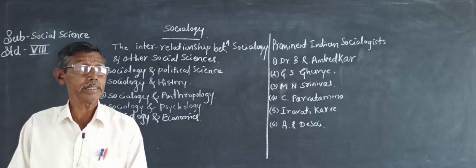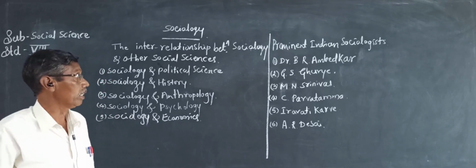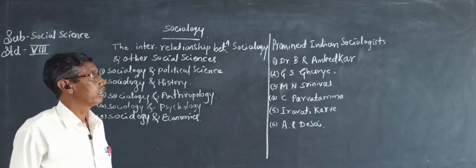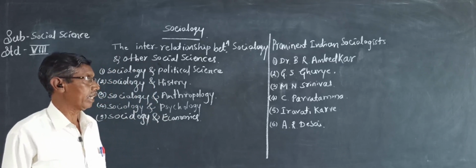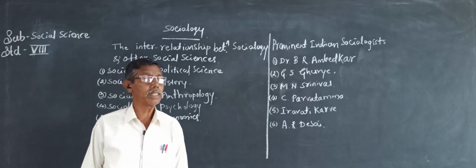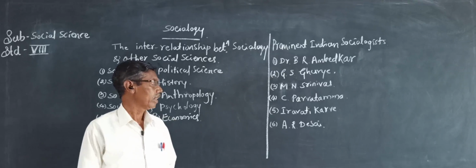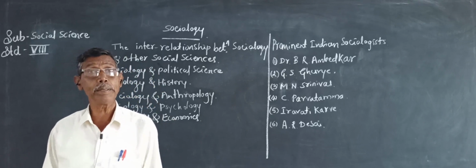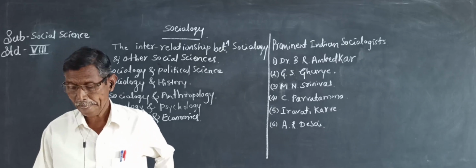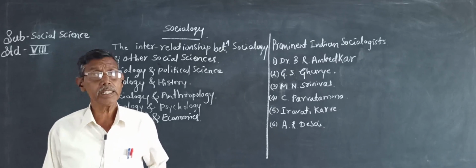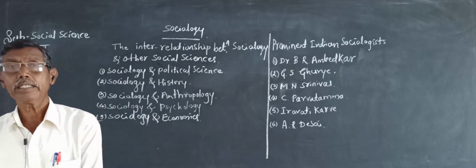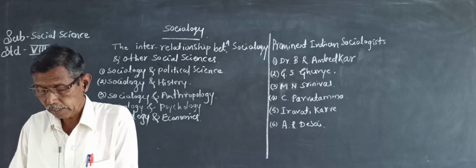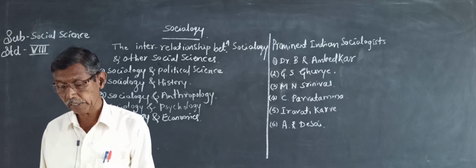Now, the prominent Indian sociologists are Dr. B.R. Ambedkar, G.S. Ghurye, M.N. Srinivas, C. Parvathamma, Irawati Karve, and A.R. Desai. They were the prominent Indian sociologists. You know Dr. B.R. Ambedkar, who is the architect of the Indian Constitution. Dr. Ambedkar's contributions to modern Indian society are great.